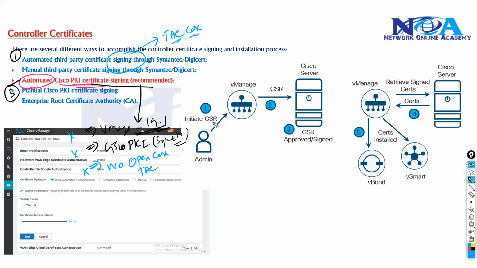So how is it going to work? The administrator will initiate the CSR, and this CSR will be sent to the Cisco server.